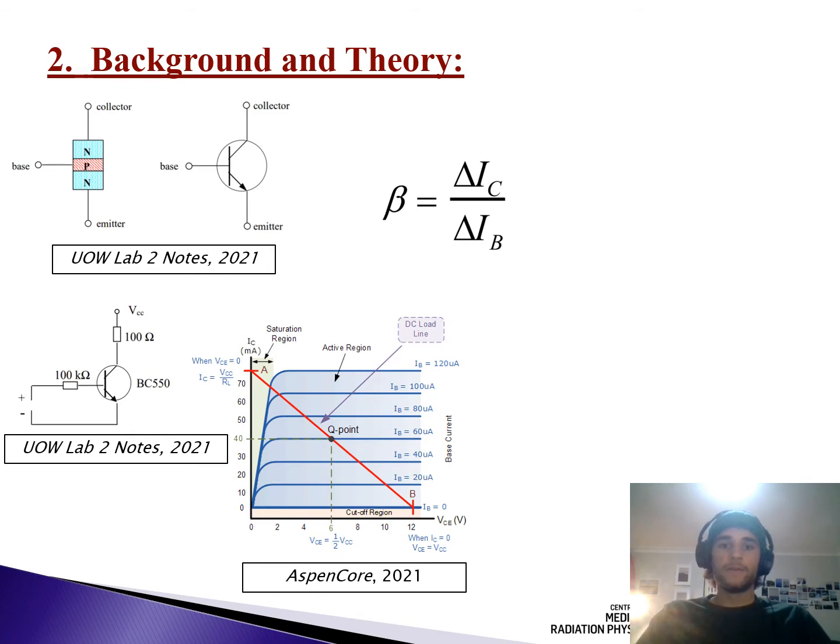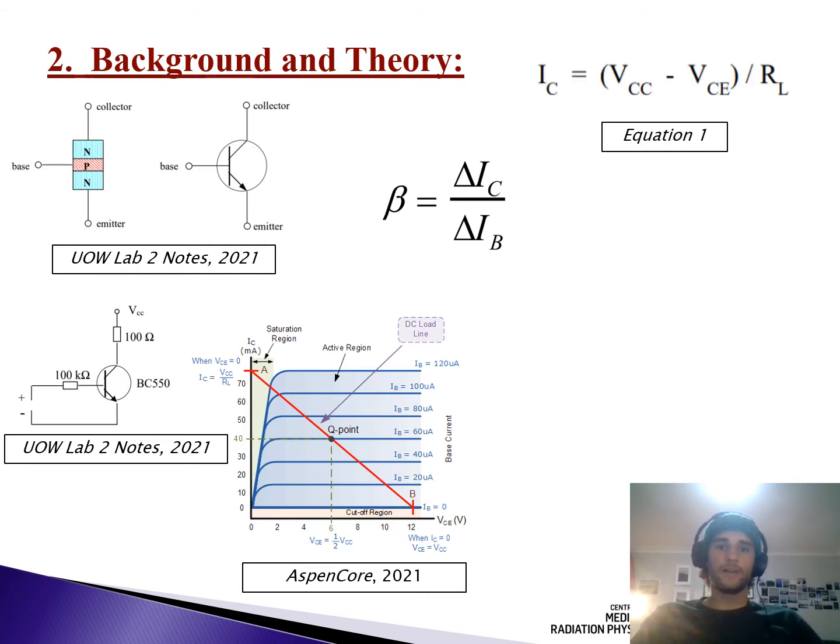Now, the gain, beta, is defined as the change in collector current divided by the change in base current. In other words, we can plot IC against each respective base current and calculate the gradient in order to figure out what the gain of a BJT is.